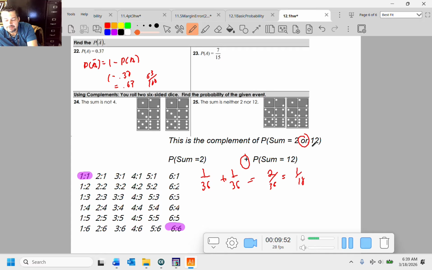Now, what I just found was this guy right here. This is the complement of that. All right. So the probability of not 2 or 12 is simply 1 minus 1/18. Now, 1 is 18/18, and 18/18 minus 1/18 is 17/18.